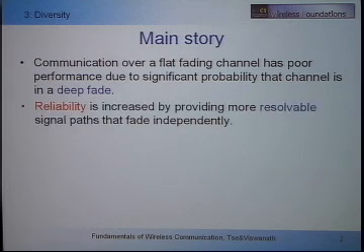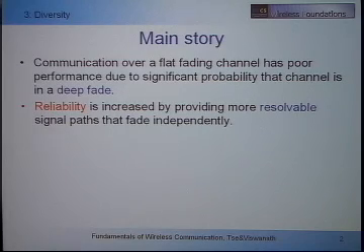And diversity is really a way for me to get more resolvable signal paths. So remember that fading occurs because I can't resolve my signal paths. If I have a bandwidth limitation, I can't really see these signal paths. Although they're there, I can't see it at the receiver. They all get bunched up together, and so they start canceling each other, and I'm in deep fade, and I can't communicate.